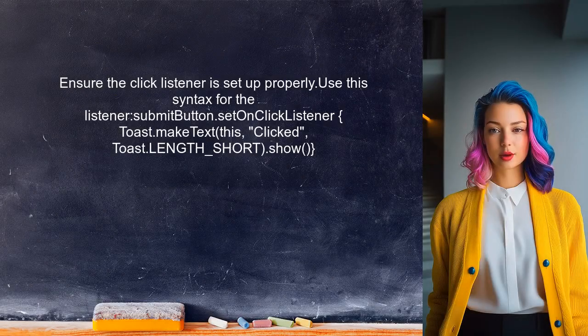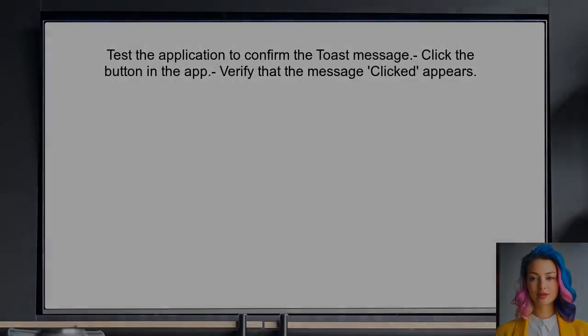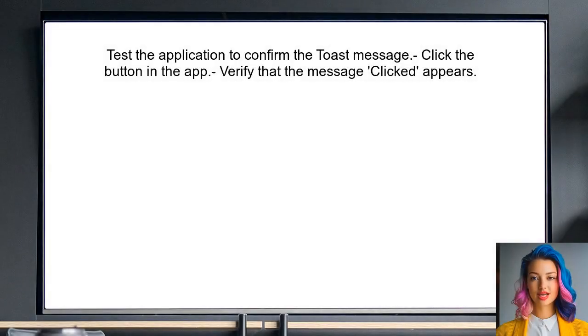Additionally, the user should ensure that the click listener is set up properly. The lambda expression syntax in Kotlin allows for a more concise way to define the listener. Finally, the user should test the application to confirm that the toast message appears correctly when the button is clicked. This will verify that the changes have resolved the issue.